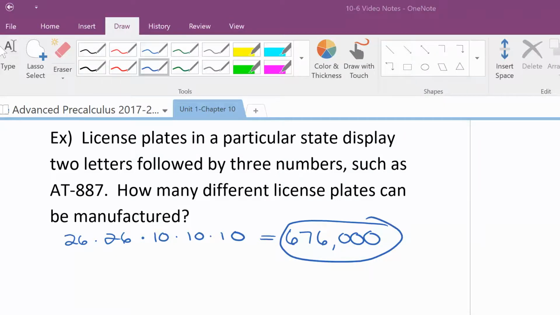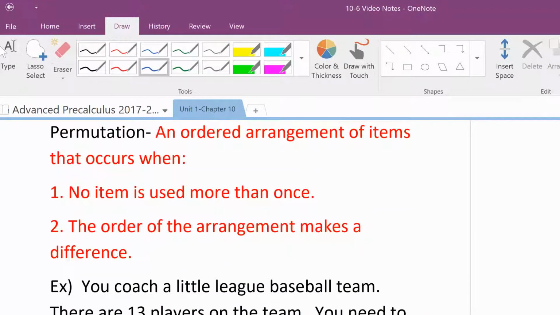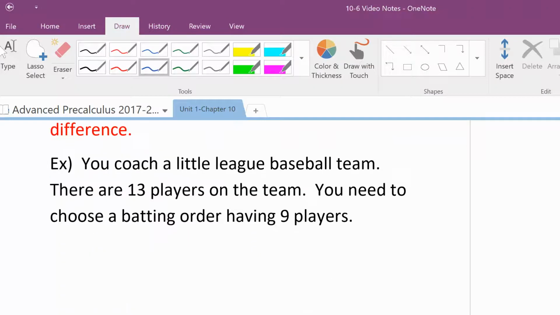All right, so there's different kinds of events. There's a permutation, and that is an ordered arrangement that occurs when, number 1, no item is used more than once. And the order of the arrangement makes a difference. For example, when we talk about baseball and you have a batting order, it matters if the person hits first, second, third, all the way up to ninth, because the order matters. If you bat out of order, you are out.